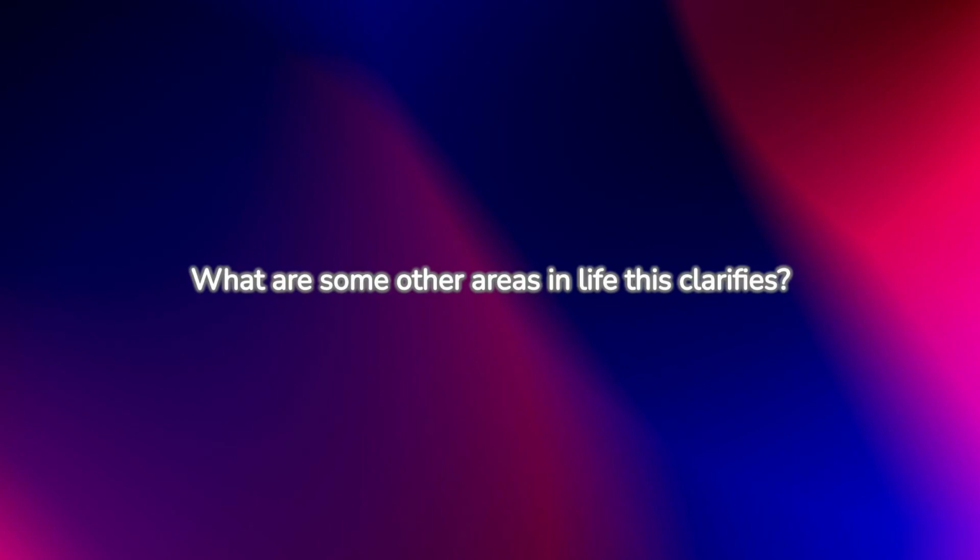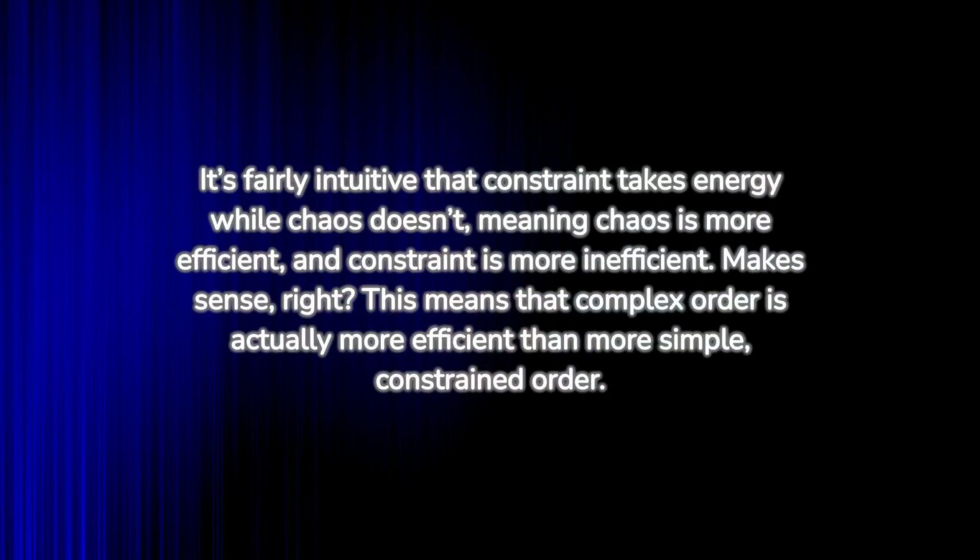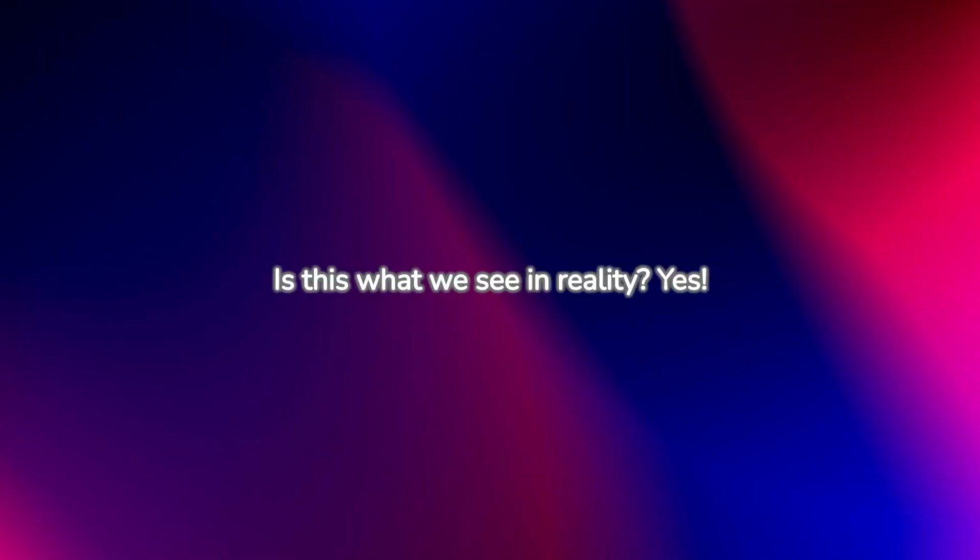What are some other areas in life this clarifies? It's fairly intuitive that constraint takes energy while chaos doesn't, meaning chaos is more efficient and constraint is more inefficient. Makes sense, right? This means that complex order is actually more efficient than more simple, constrained order. Is this what we see in reality?